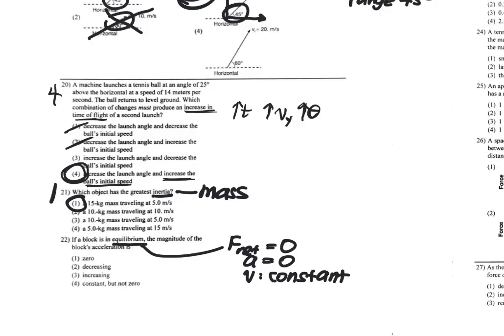All right, so if the block is in equilibrium, the magnitude, which just means amount, don't get tripped, the amount of the acceleration is 0. And you could be like, oh, well, it's constant. It's like, well, it is constant at 0, right? There is no acceleration. It's at 0 and it stays at 0. So constant but not 0 is not the answer. The acceleration is going to be 0 if you're in equilibrium, and that is choice 1.